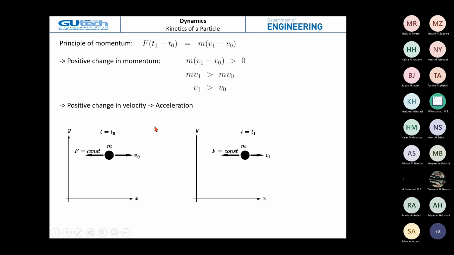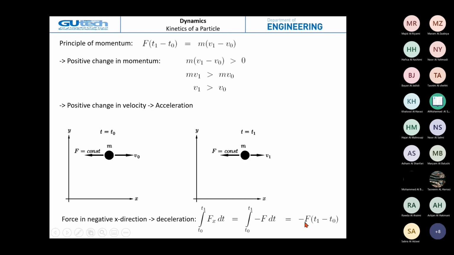Now, if we look for the positive change in velocity, there is acceleration, but if there is deceleration, that means the force is opposite. Okay, you have the motion along the x direction, in the positive x direction. This is the initial state, the actual state. Now the force is opposite to the direction of the motion.